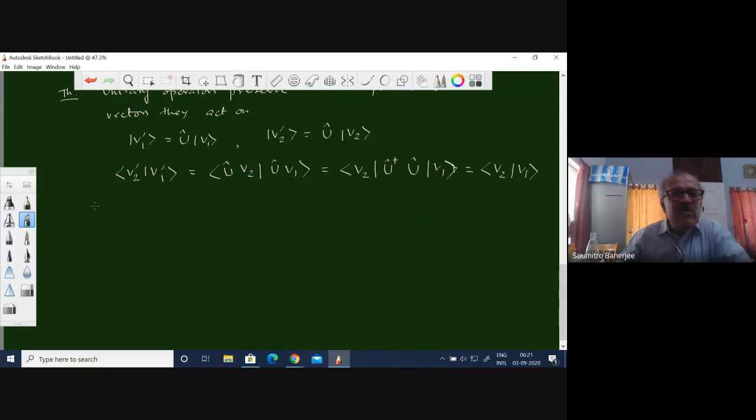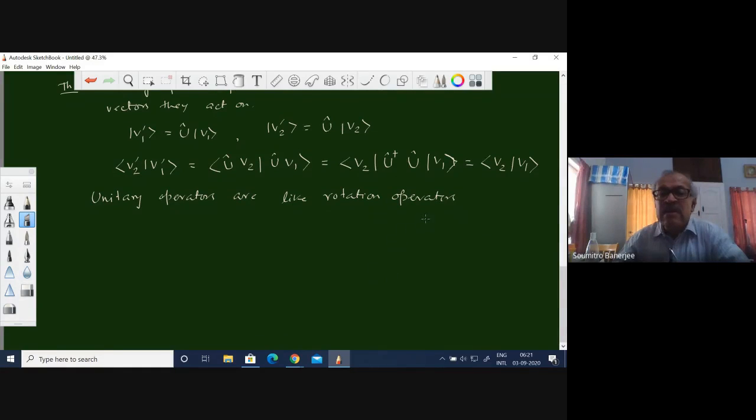So the conclusion is that unitary operators are like rotation operators. So point is that if you have a couple of vectors like this, sorry, I'll do it with a better tool.